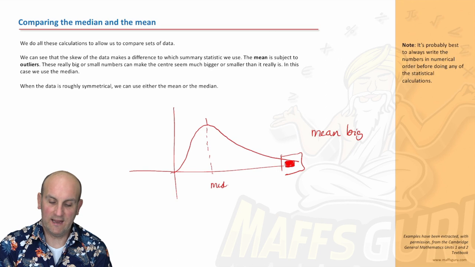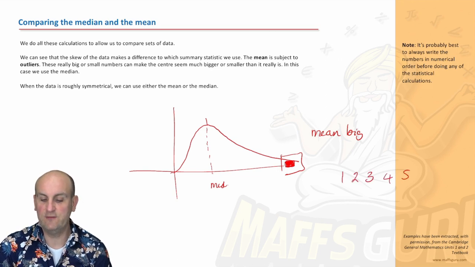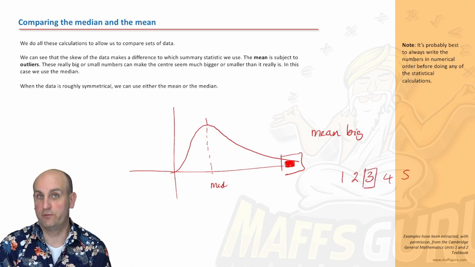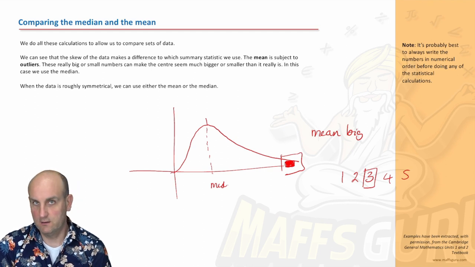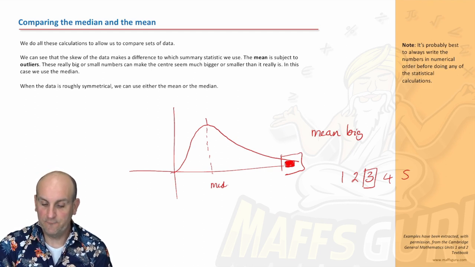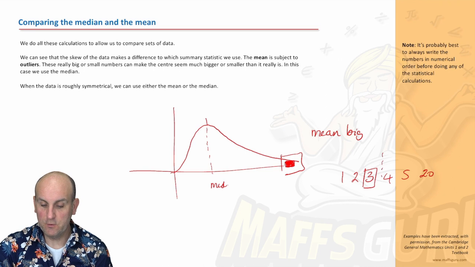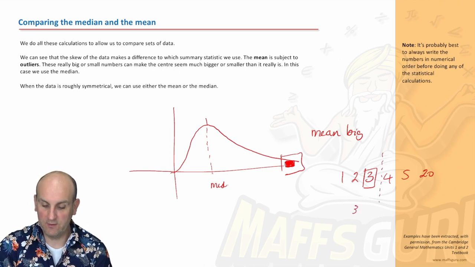So to give you an actual example, if I had the numbers 1, 2, 3, and 4, and let's say 5, at the moment, the mean and the median are both 3. If you add those all together and work out the mean, and the median is 3, median. But if I now put 20 in here, what we notice is our median moves ever so slightly up. Not a lot, it now becomes 3.5.